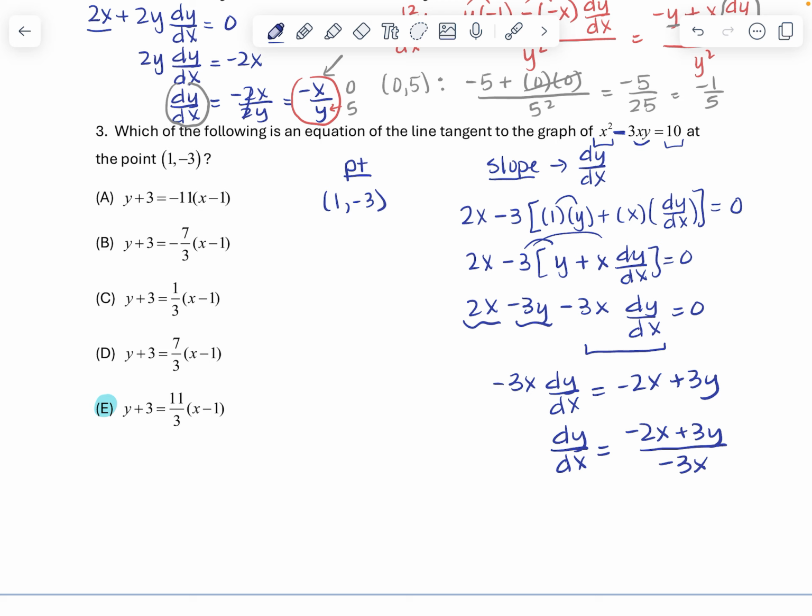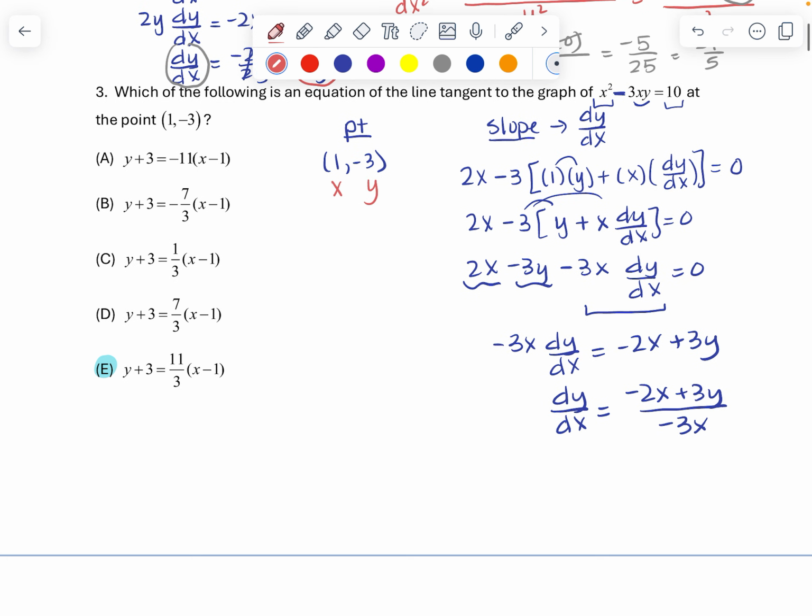Okay, now you guys, that's just the equation for the slope or for the derivative, but I actually want a value. So I need to now plug in my 2 points, x and y, right? So let's replace x with 1, y with -3. So this is actually going to be (-2 times 1 plus 3 times -3) all over -3 times 1. So that's -2 minus 9 over -3. So that gives me -11 over -3, or just 11 over 3, right? Two negatives make a positive.